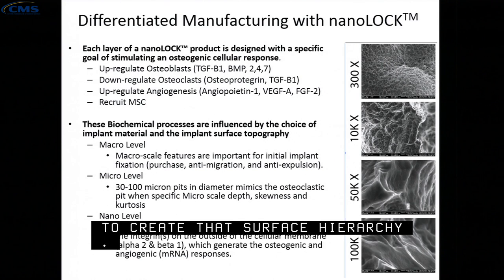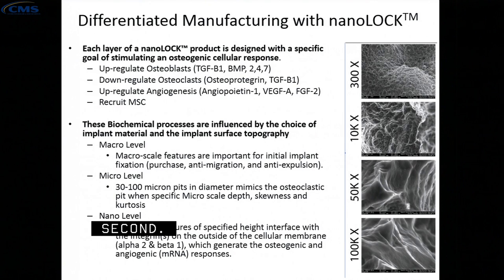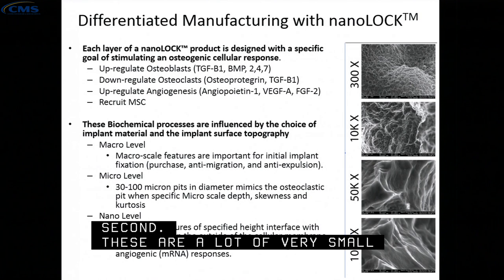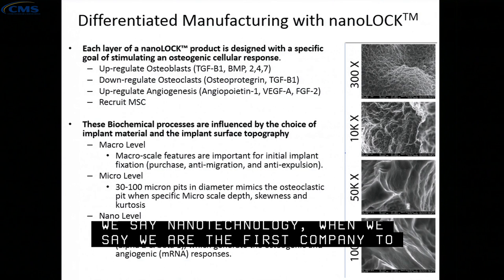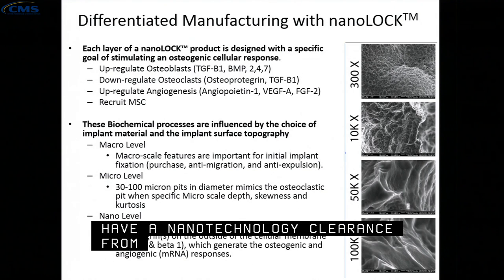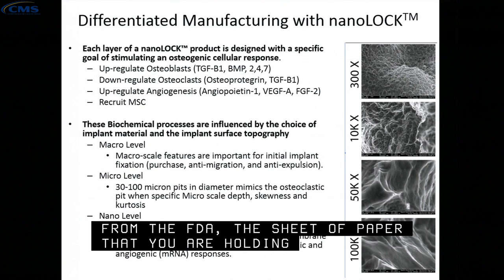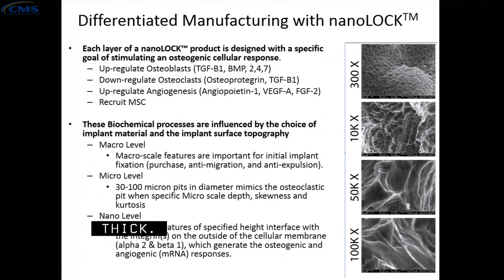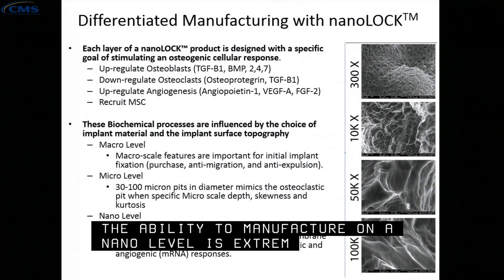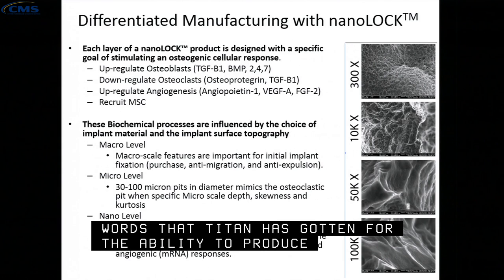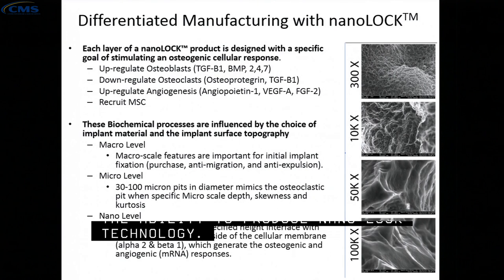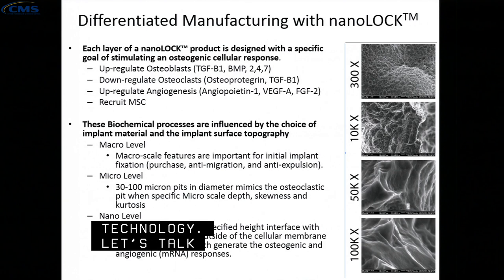These are a lot of very, very small pictures. To put this in perspective, when we say nanotechnology and when we say we're the first company to have a nanotechnology clearance from the FDA, the sheet of paper that you're holding in your hand is 100,000 nanometers thick. The ability to manufacture on a nano level is extremely impressive. We'll talk about all the awards and recognitions that Titan has gotten for their ability to produce nanolock technology. But before we do that, let's talk about what we've determined is meaningful to get your body to help heal itself from a spinal fusion standpoint and create that osteogenic cellular response.